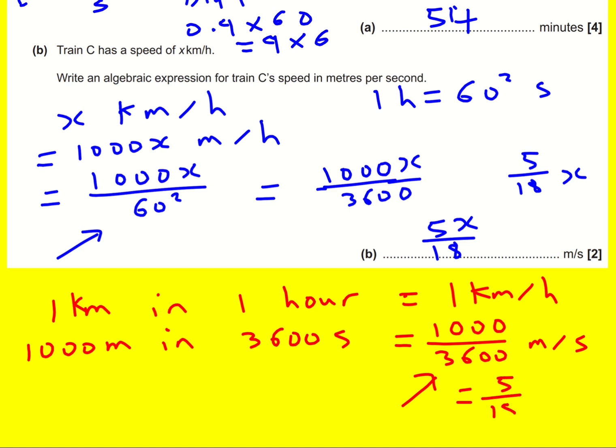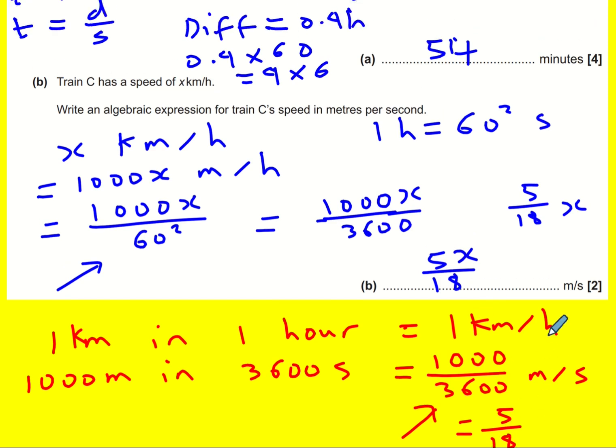So it also gives you the constant that you need to times by to go from kilometers per hour to meters per second. And if you wanted to go the other way, from meters per second to kilometers per hour, you would times by 18 over 5. I hope I've made that clear.